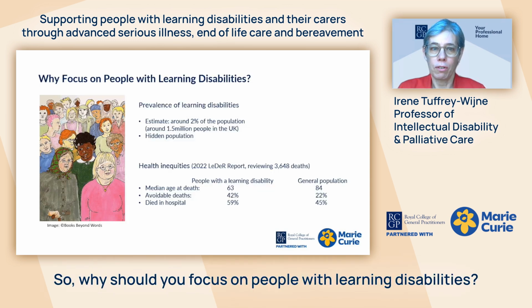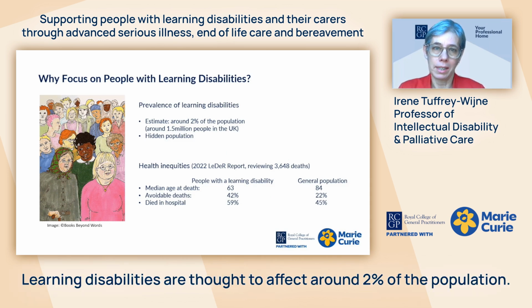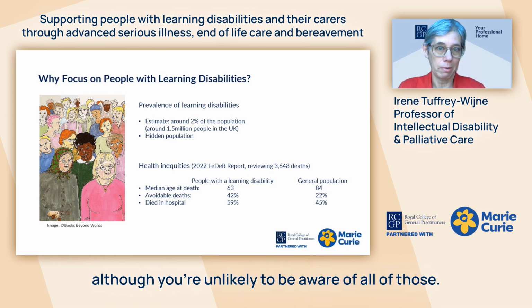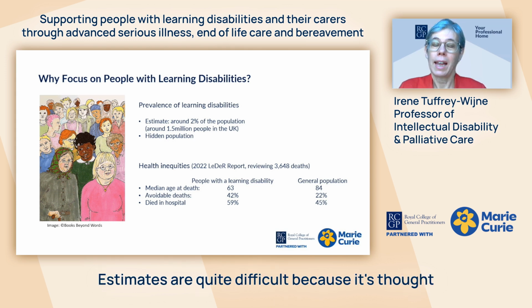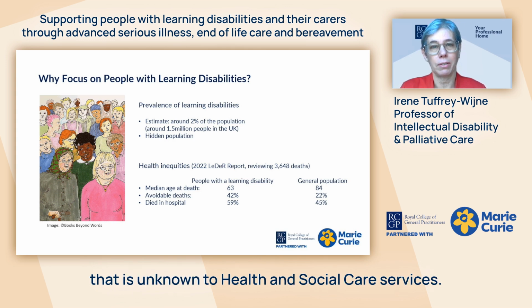So why should you focus on people with learning disabilities? Well, they form a significant minority group. Learning disabilities are thought to affect around 2% of the population. So if access is equal, that should be 1 in 50 of your patients, although you're unlikely to be aware of all of those. Estimates are quite difficult because it's thought that about 79% of those are a hidden population that is unknown to health and social care services.